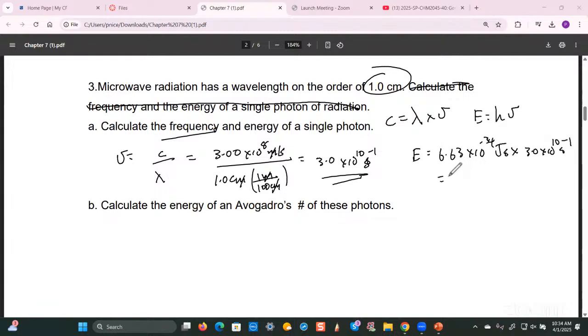So let's do that. And according to my calculations, this works out to, okay, we have to round this off to 2 sig figs. So I got 2.0 times 10 to the minus 23 joules, right? So that's basically how that is done. So that's the A part. Any questions about yes, sir?